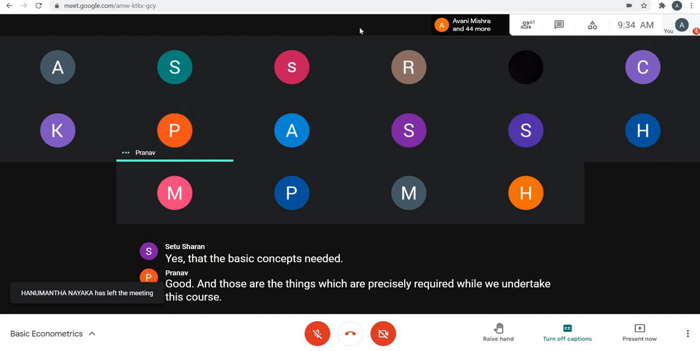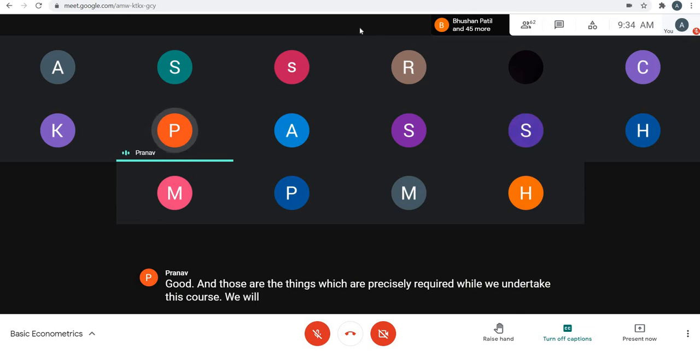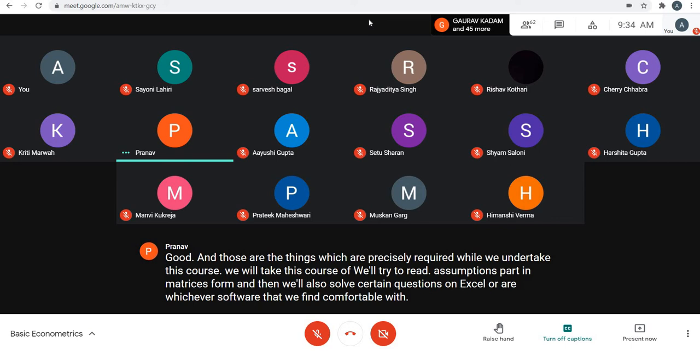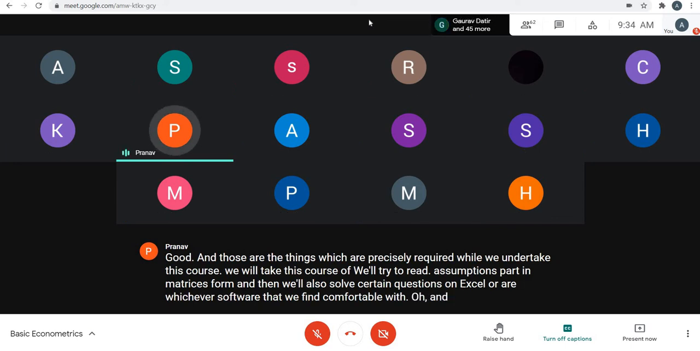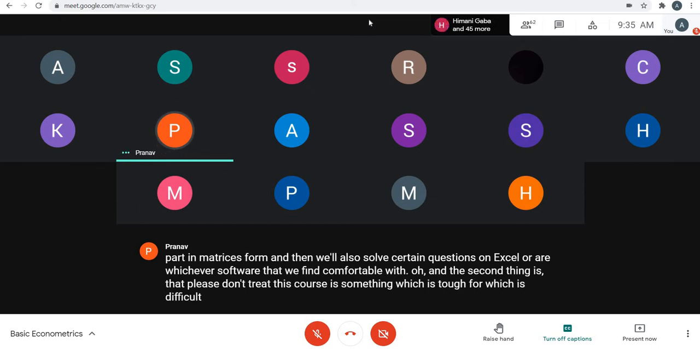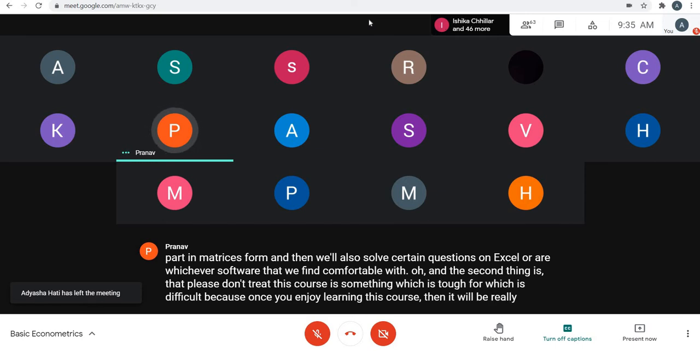And we will take this course, we'll try to read the assumptions part in matrix form, and then we'll also solve certain questions on Excel or R, whichever software we find comfortable with. And the second thing is that please don't treat this course as something tough or difficult, because once you enjoy learning this course, it will be really helpful in all the fields.